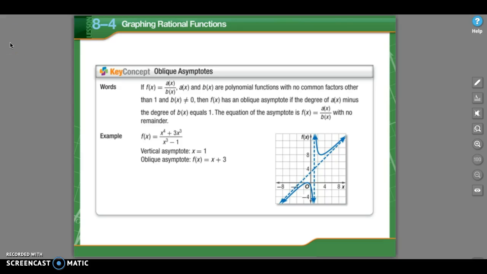Okay, we're picking up with Unit 2, Lesson 11. We've just finished Example 2, and before we get to Example 3, we're going to look at a key concept on oblique asymptotes.